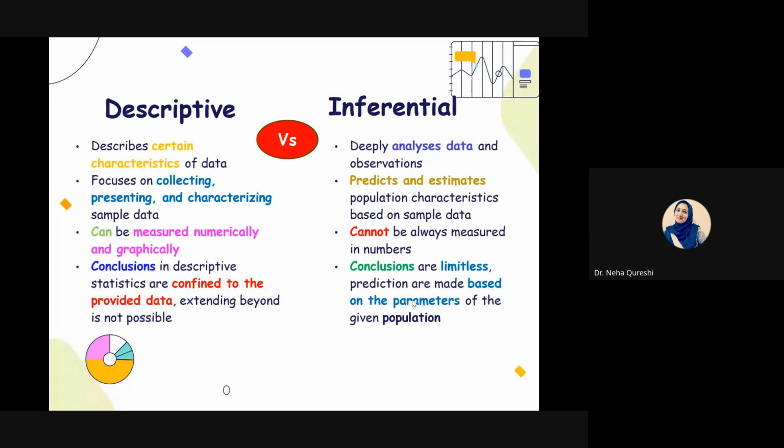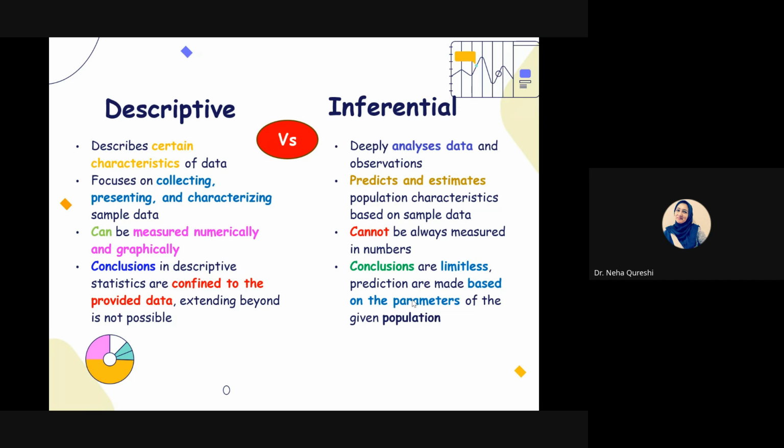But in inferential statistics, you predict and estimate. That means you deeply analyze the data, take the sample, estimate based on certain observations, and then try to generalize those results. For example, if your sample size is a good one compared to the population, then you can generalize the results obtained from that sample. That kind of statistics is called inferential statistics. In inferential statistics, the most important part is hypothesis testing or test of significance. That's why we use different types of tests. And here conclusions are limitless, and predictions are made based on the parameters of the given population.